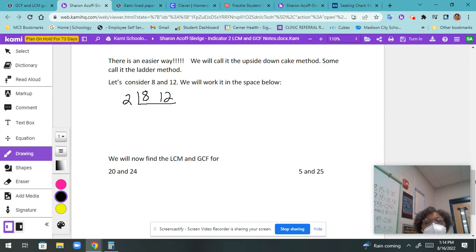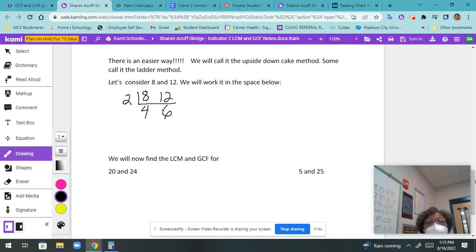2 goes into 8 4 times. 2 goes into 12 6 times. Or 2 times 4 is 8, 2 times 6 is 12. You know, multiplication is the opposite of division. So that's why I gave you your multiplication table. And I have some extra copies if you lost yours. So multiplication won't be a barrier for you.